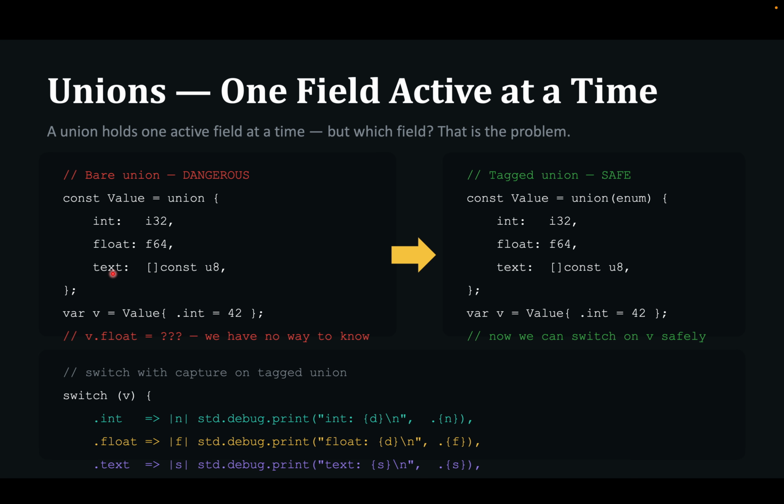vFloat is undefined. We cannot know which field is active. So basically in there, we don't know which field is active, because in v.value you are using an integer, and if you use v.float, then it's a non-active field, which can cause a problem. The solution to this is called a tagged union.